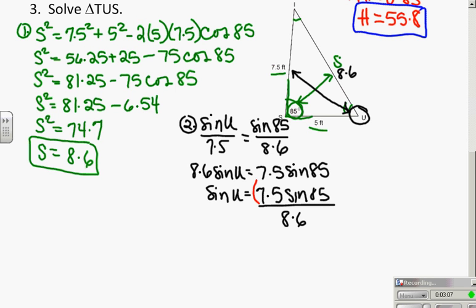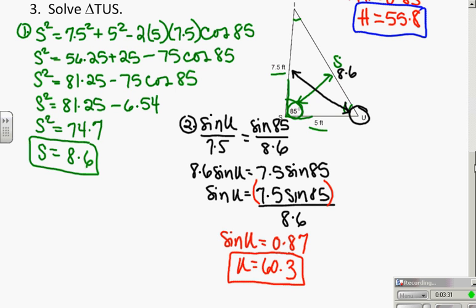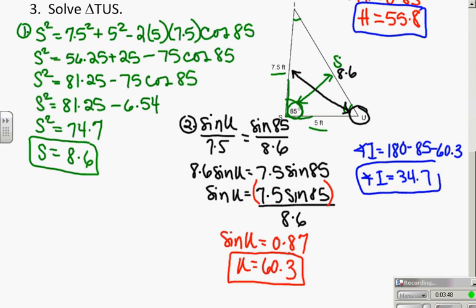Go to your calculator. Be very careful to get sine 85 times 7.5 divided by 8.6. I really think that's the safest way to go. You should end up with the sine of U being equal to 0.87, and then, use the inverse, U is 60.3. Once you have two angles, obviously our third angle is the easiest to solve for. Angle I is equal to 180 minus 85 minus 60.3, and that makes angle I equal to 34.7.